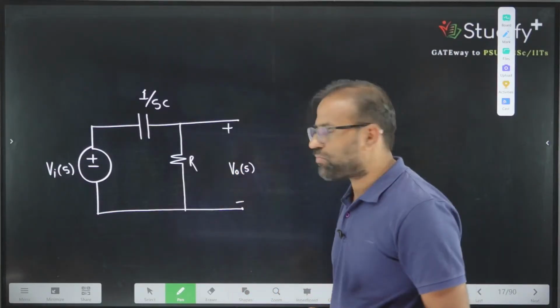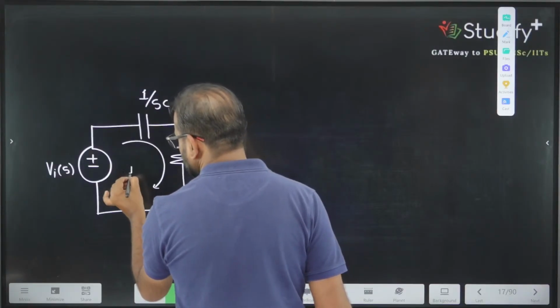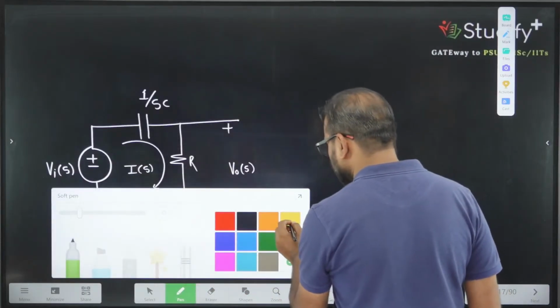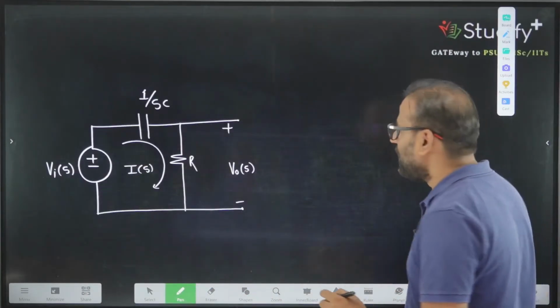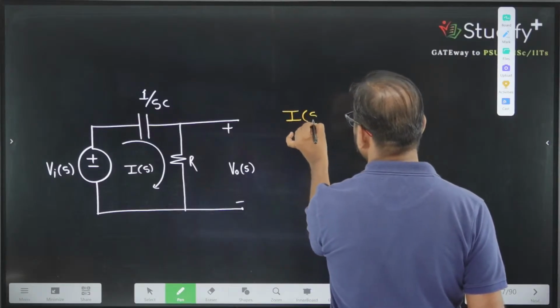Now what is the value of V output of S? We can have a current inside this. So let's say the current inside the circuit is I of S. If the current inside the circuit is I of S, then the value of the current in the Laplace domain, I of S, is equivalent to what?